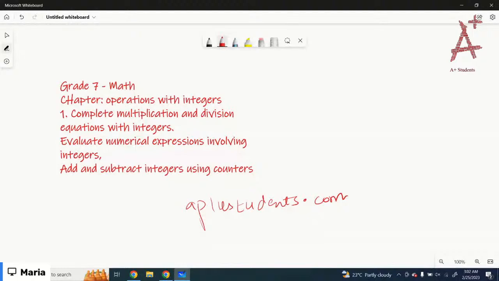There you can find a list of the chapters. We're going to start with the chapter operations with integers. The lessons we're going to cover today are: complete multiplication and division equations with integers, then evaluate numerical expressions involving integers, and the last one is add and subtract integers using counters.